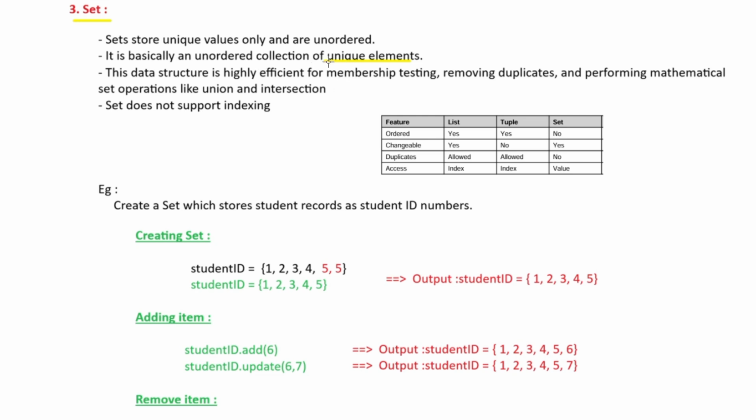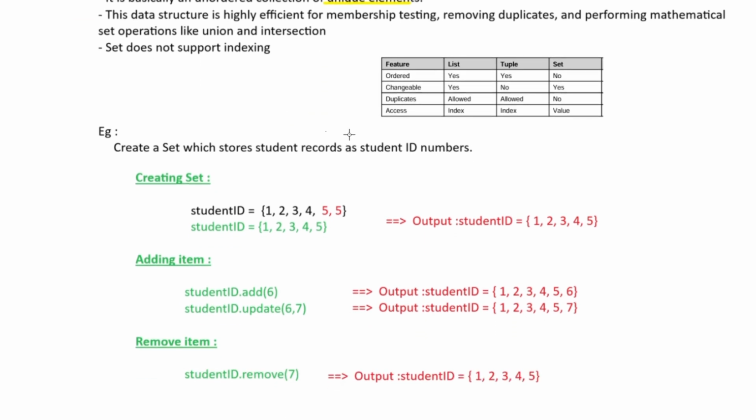Let us understand this with a real-life example. Imagine you are creating a list of unique student IDs. Each student can have only one ID. No two students should have the same ID. If someone tries to add the same ID again, it should not be accepted. This is where sets are very useful.